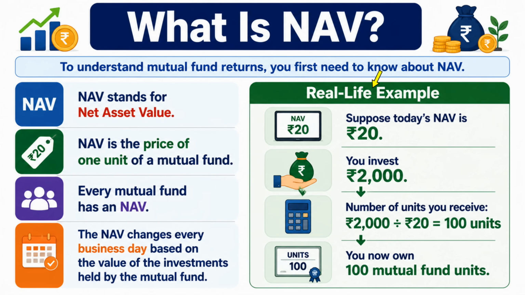Real life example. Suppose today's NAV is 20 rupees. You invest 2000 rupees. Number of units you will receive is 2000 divided by 20, which is 100 units. You now own 100 mutual fund units.